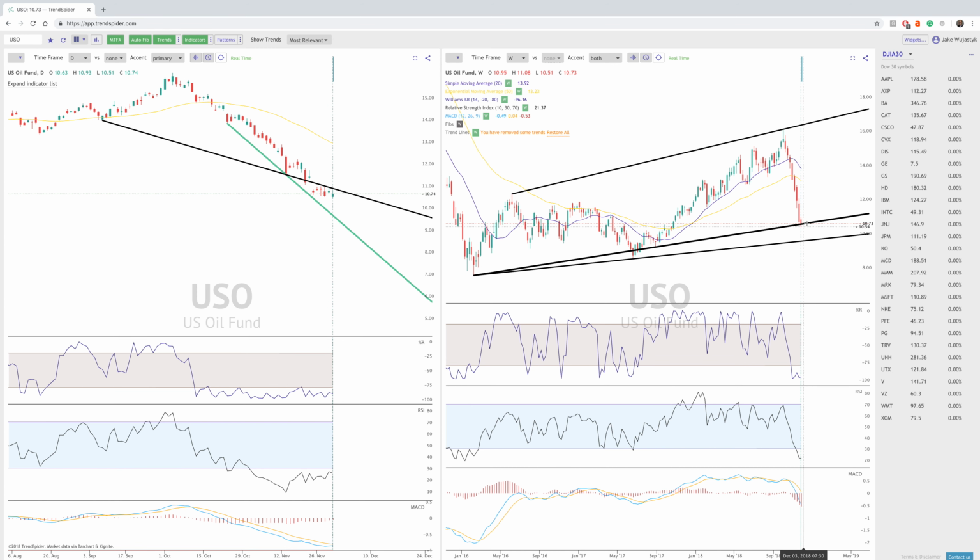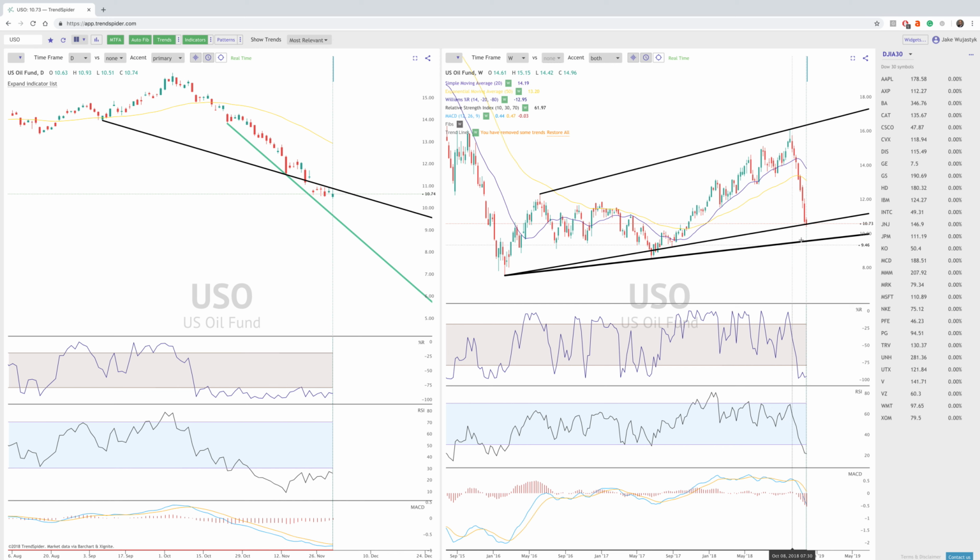We did bounce pretty nicely on the support area here. We're very oversold on the percent range, very oversold on the RSI. The MACD at this point really doesn't matter too much because, as we've mentioned before, the MACD is really a lagging indicator. This is probably going to be the last one we see kind of confirm the reversal. So on the longer term time frame, we really don't have anything confirming anything yet.